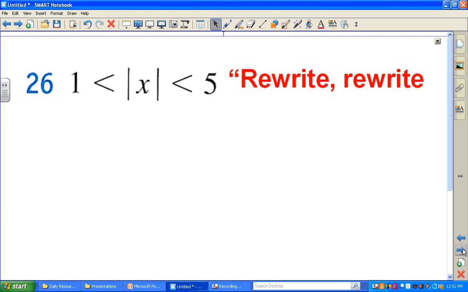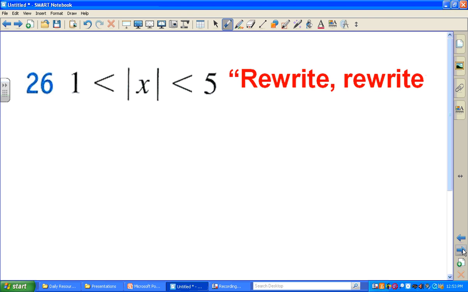Uh-oh. The absolute value of a number is between 1 and 5. Have you ever seen an absolute value with a double inequality symbol before? Why would the word rewrite be up there twice? Well, how do you do that? How do you rewrite it twice? I'm not going to tell you. Chase, what?